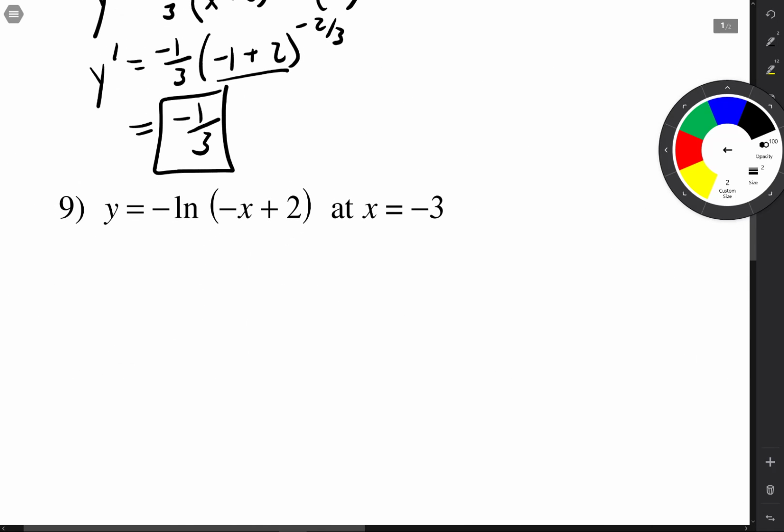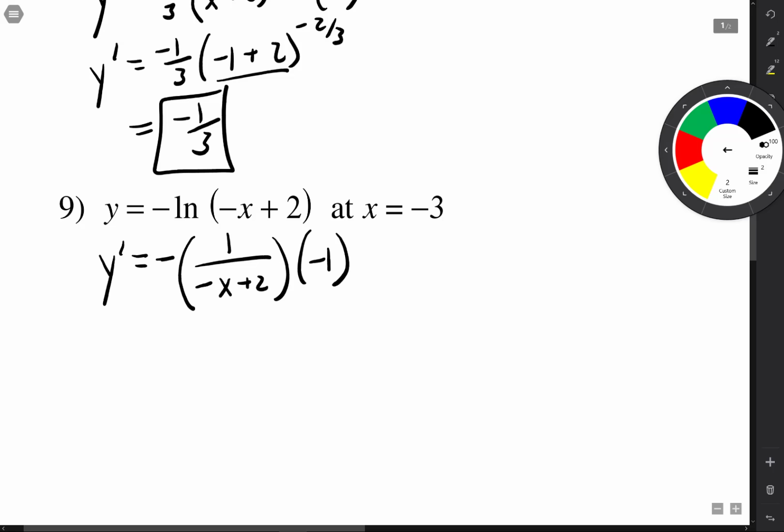All right. Let's see. So now the derivative of the ln. The negative's not concerning us, we'll just carry that negative along times the derivative. So the derivative of an ln is 1 over whatever's inside times the derivative of the inside. So when x is negative 3, I have 1 over, it'll end up being a positive 1, because of the two negatives, and 3 plus 2 is 5.